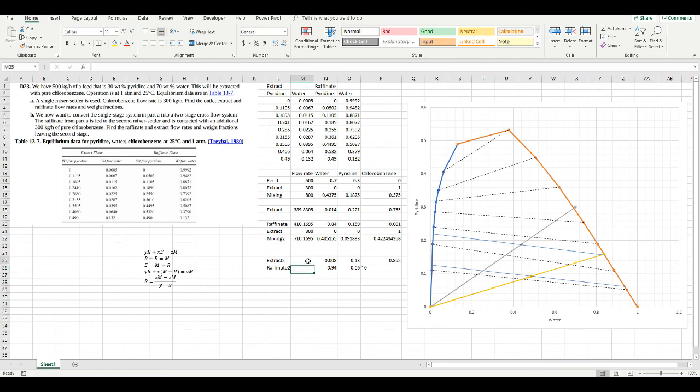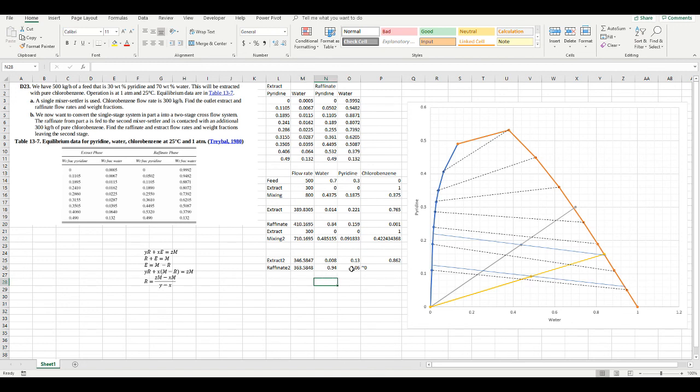Okay, so once again, to calculate the flow rate, we'll use the exact same equation as before. So it is going to be equal to this times this minus this times the flow rate of the mixing point, divided by the difference in composition, so this minus this. And there we go. Obviously the extract is going to be equal to 710 minus the raffinate flow rate. And there you have it.